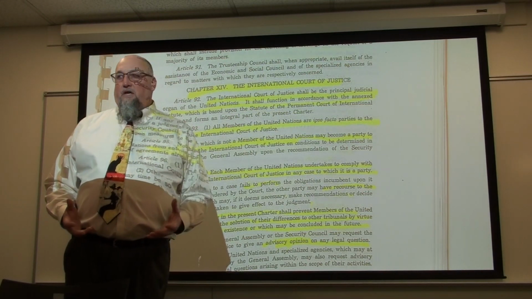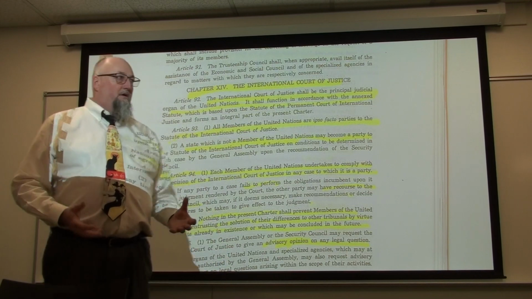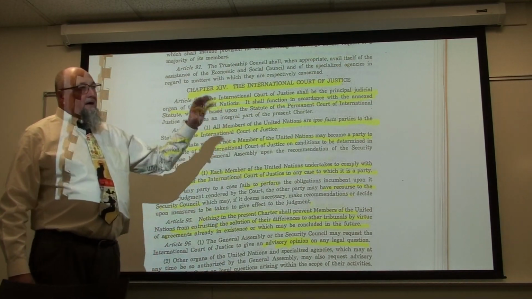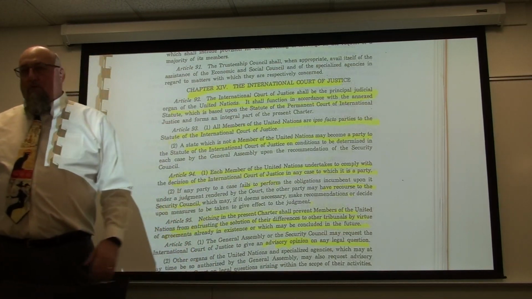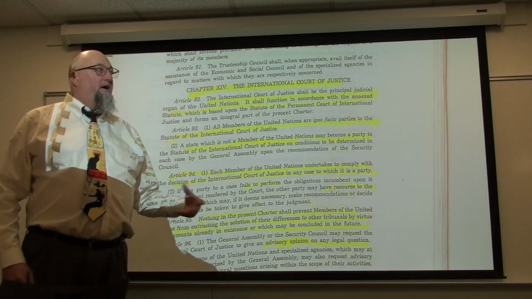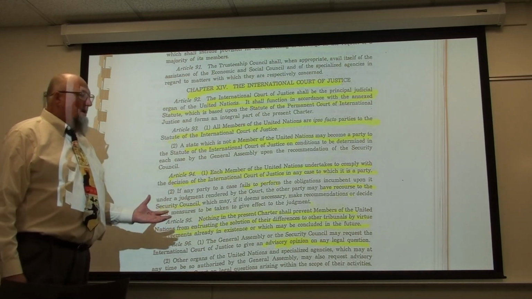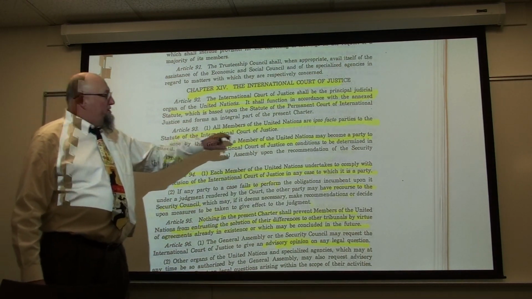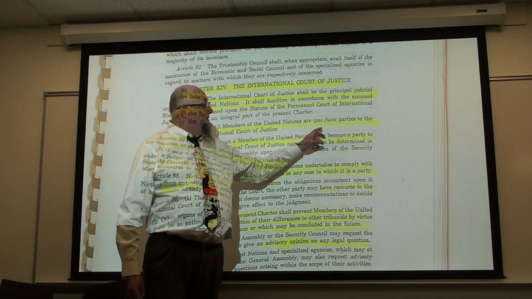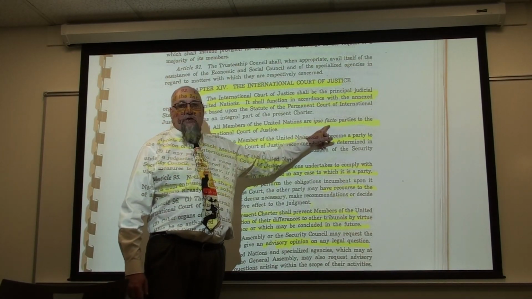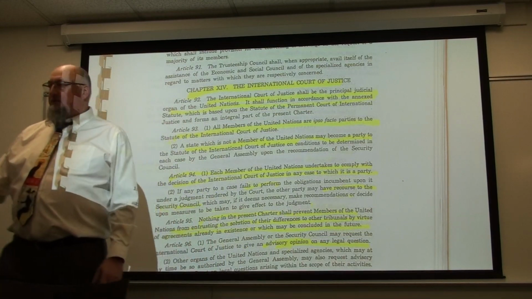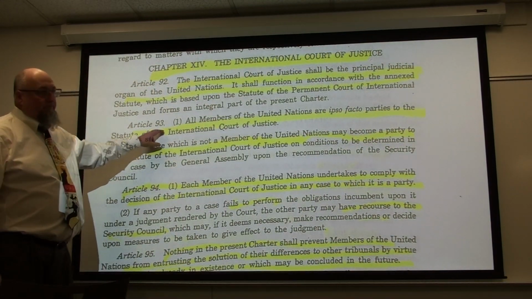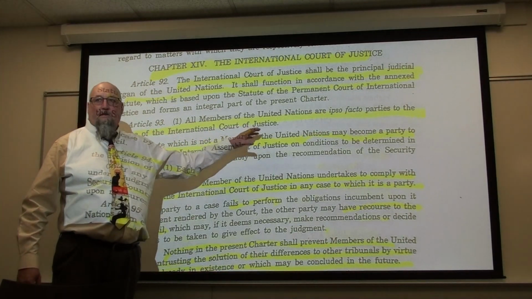As part of the League of Nations, they had the Permanent Court of International Justice. And then that basically became what we now know as the ICJ, the International Court of Justice under the UN Charter. All members of the United Nations are, here's a cool term, ipso facto, parties to the statute of the International Court of Justice. So what does that mean? Anybody know what ipso facto means?